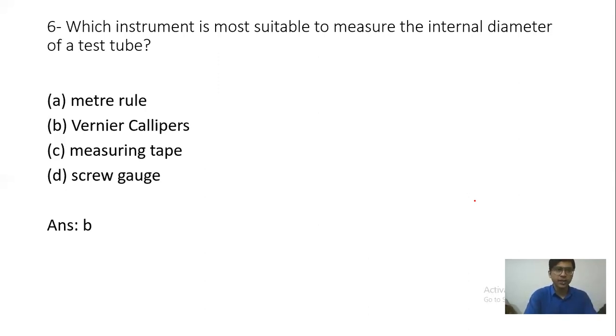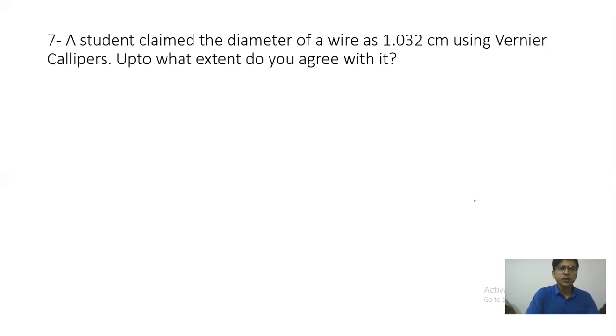Now let's move on to the next MCQ. In the next MCQ, the question is, a student claimed the diameter of a wire as 1.032 centimeter using vernier calipers. Now up to what extent do you agree with it? In this question, a student is claiming that the diameter of a wire, measured with the help of a vernier caliper, is 1.032 centimeter. Up to what extent means up to how many significant digits you could agree with that student.